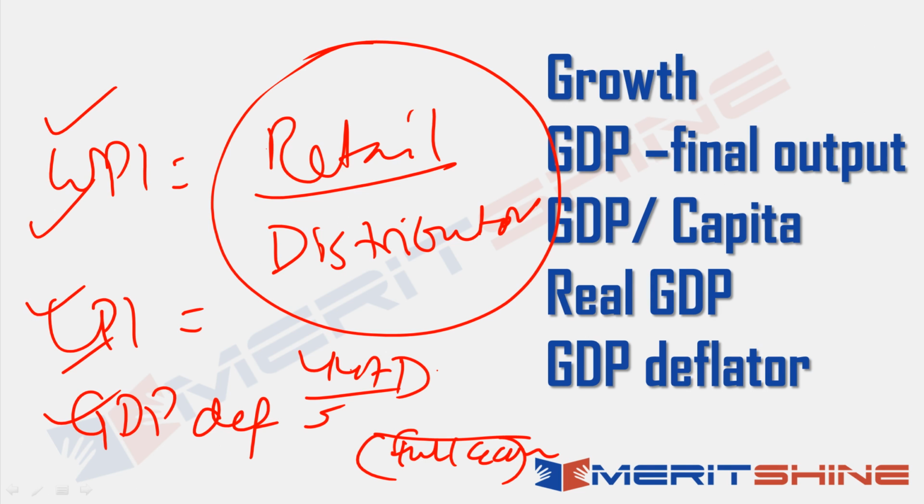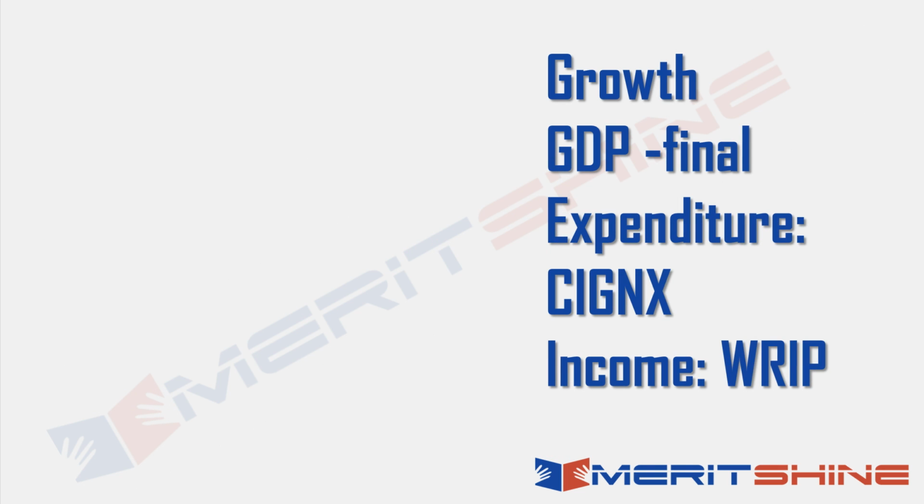Okay, so I hope this part is clear. Now, in this you have to always remember that GDP is only calculating what are the things which are there, and what are the things which are not there.